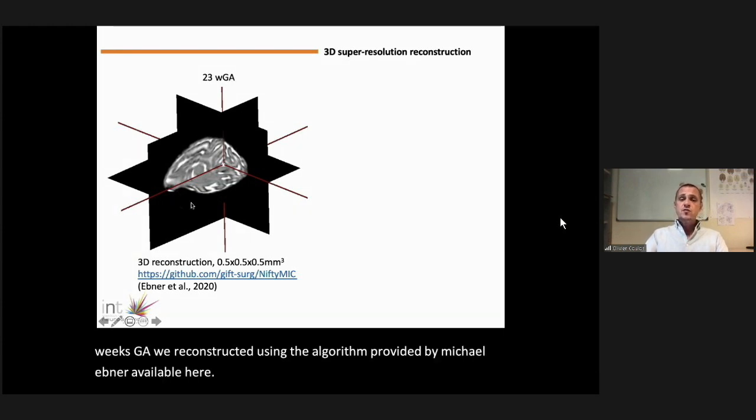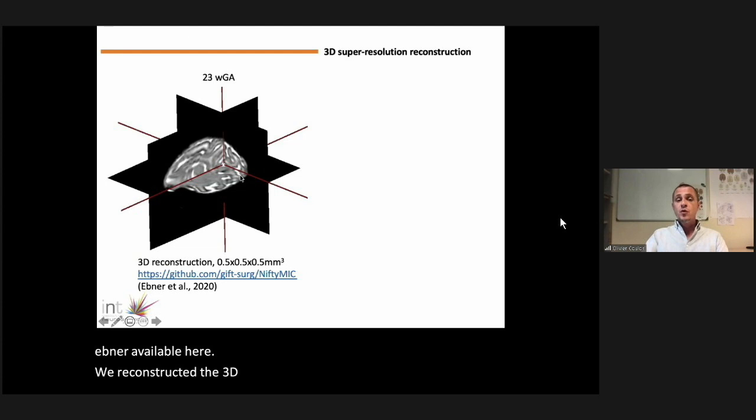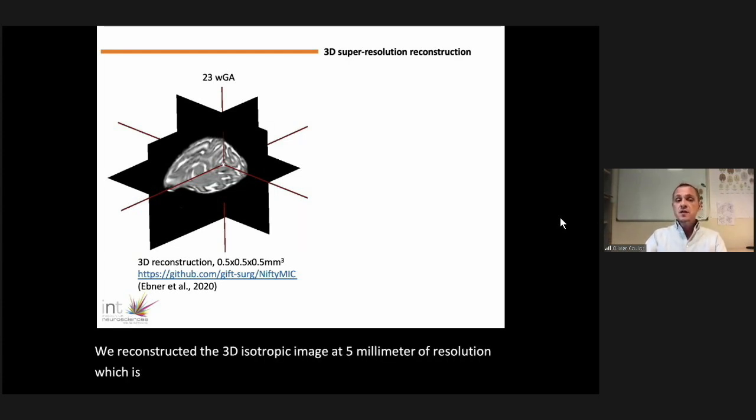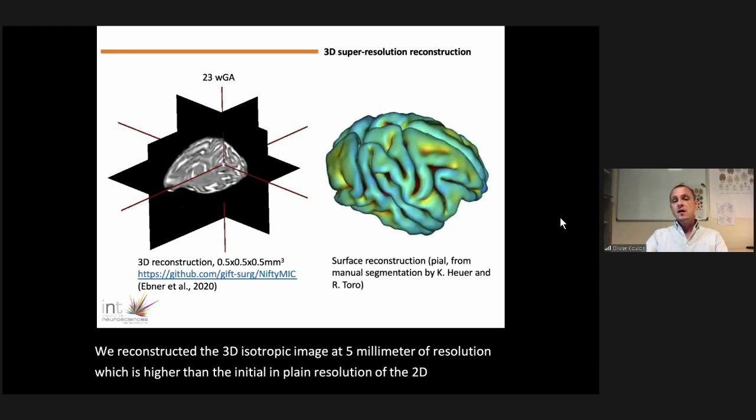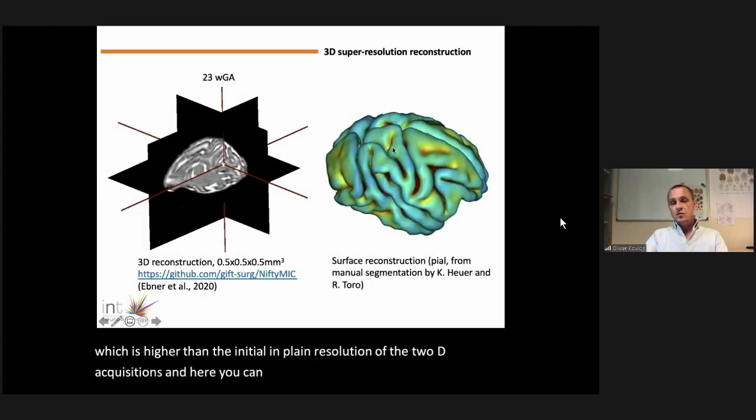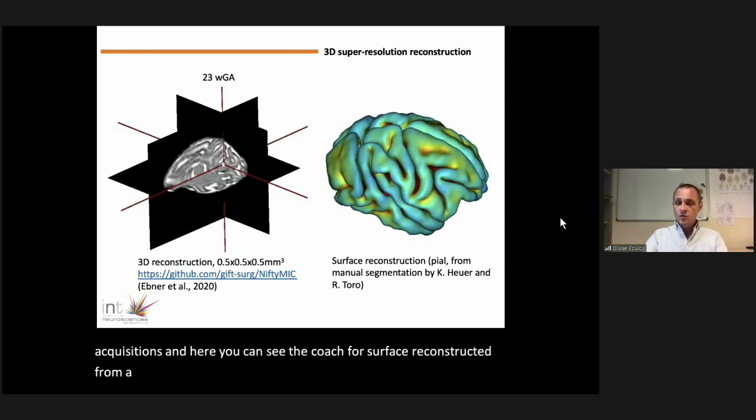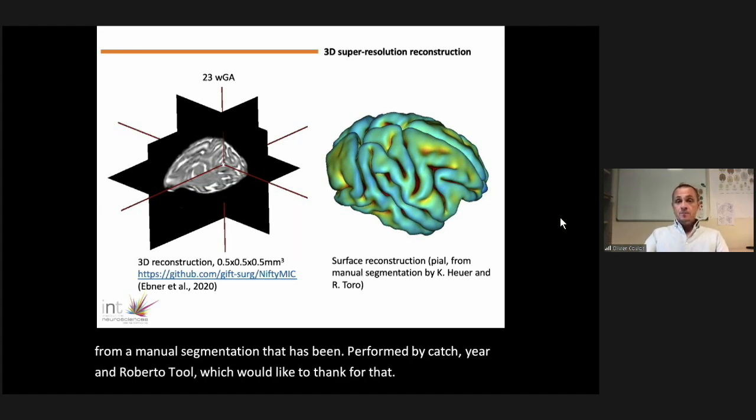We reconstructed a 3D isotropic image at 0.5 millimeter resolution, which is higher than the initial in-plane resolution of the 2D acquisitions. And here you can see the cortical surface reconstructed from a manual segmentation that has been performed by Katia Eyre and Roberto Toro, who I would like to thank for that.